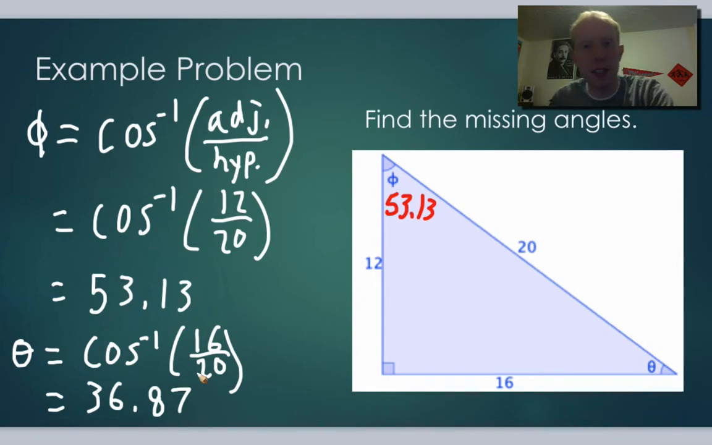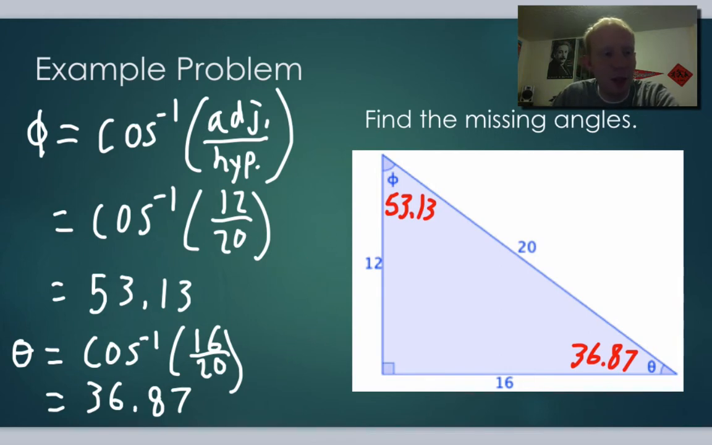So there you go. This angle over here is going to be equal to 36.87. Okay? Let's check our work last of all. Okay, 53.13 plus 36.87 plus 90 does give you 180. So yes, we did our problem right. All those angles add up correctly. Okay, but again, really simple, right? You find the opposite or the hypotenuse or the adjacent hypotenuse, right? Whatever trig ratio you're using, plug in the cosine inverse, and that tells you the angle.